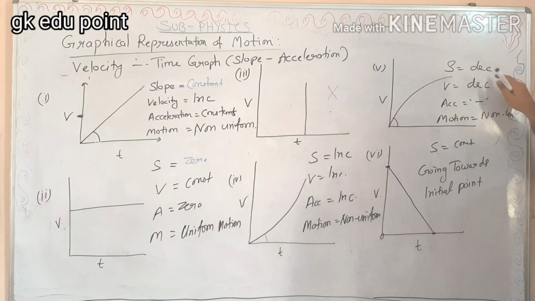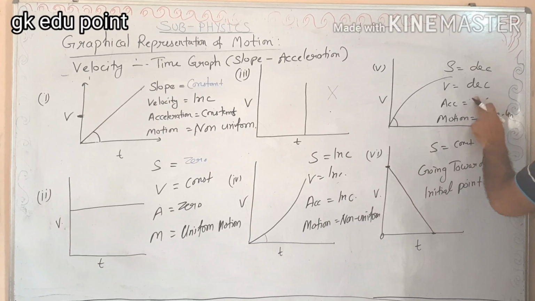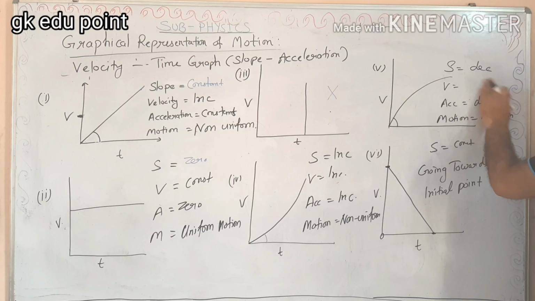In the fifth graph, again the slope is decreasing. So acceleration is also decreasing here. Acceleration decreasing means non-uniform acceleration will be there. And what about the velocity here? Velocity is also decreasing but non-uniform.